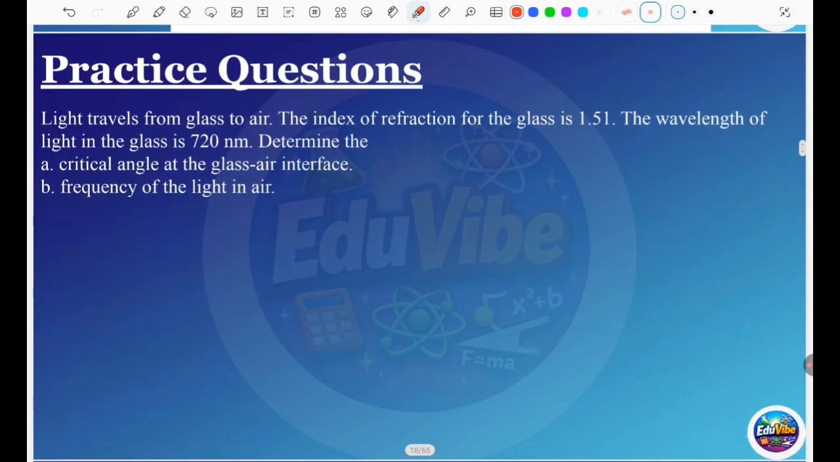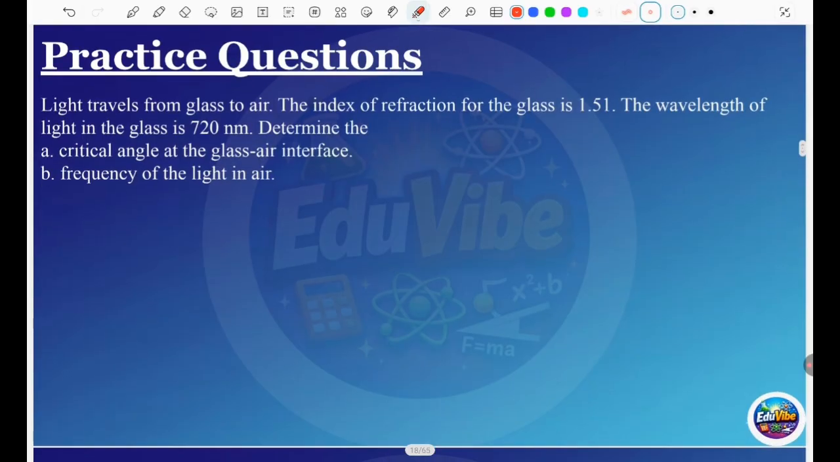Let's start with the first practice question from total internal reflection. The question says that light travels from glass to air. The index of refraction for the glass is 1.51. The wavelength of the light in glass is 720 nanometers. Determine the critical angle at the glass-air interface and the frequency of the light in air.